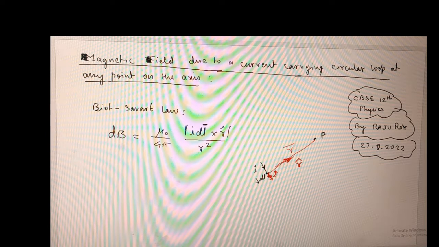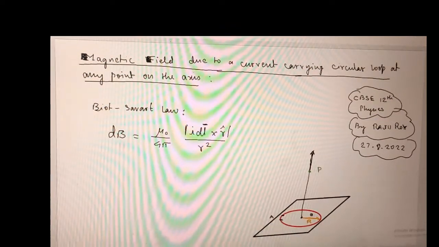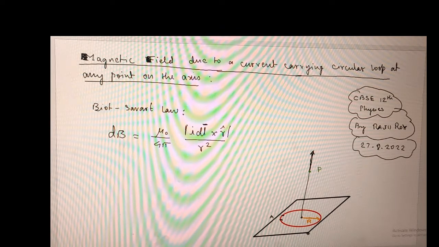Fine. So let us discuss the current carrying circular loop. Let me draw the figure first. On this plane, suppose this is your x-axis and this one is your y-axis. Better you show it like this because I don't want to make the figure much complicated. So I am drawing as little as I can.